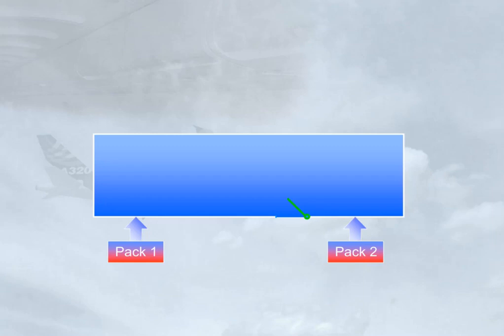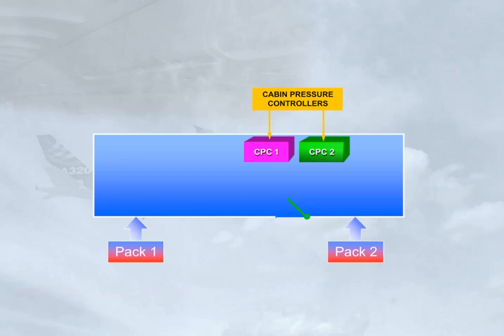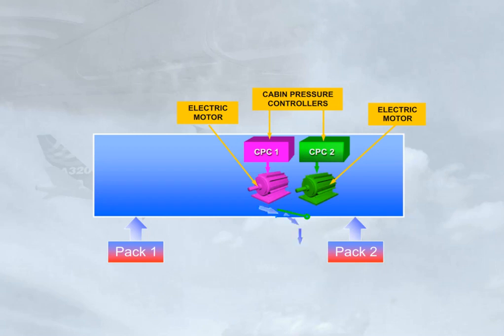Automatic control of the outflow valve is provided by two cabin pressure controllers, CPC. Each controller has an electric motor to move the outflow valve. Note: the CPC receives data from the Air Data Inertial and Reference System, ADIRS, the Flight Management and Guidance Computer, FMGC, the Full Authority Digital Engine Control, FADEC, and the Landing Gear Control and Interface Unit, LGCIU, in order to elaborate the different pressurization control laws.